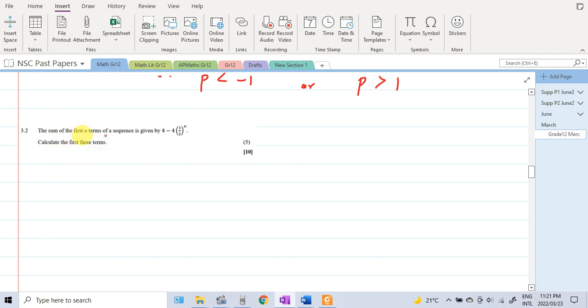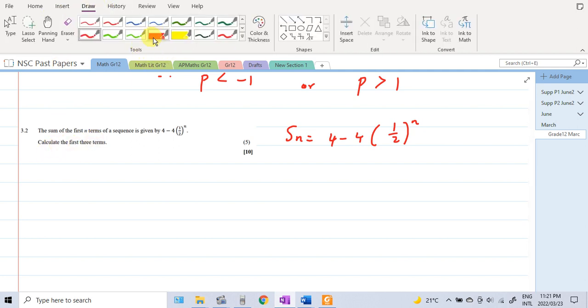So this is the Sn formula. Sn is basically 4 minus 4 into half to the power n. In order to find the terms, we want to calculate the first 3 terms. Looks like a simple question because we can get S1 from here. So what's S1? Substituting n as 1, 4 minus 4 times half. 4 times half is 2. So 4 minus 2 is 2.